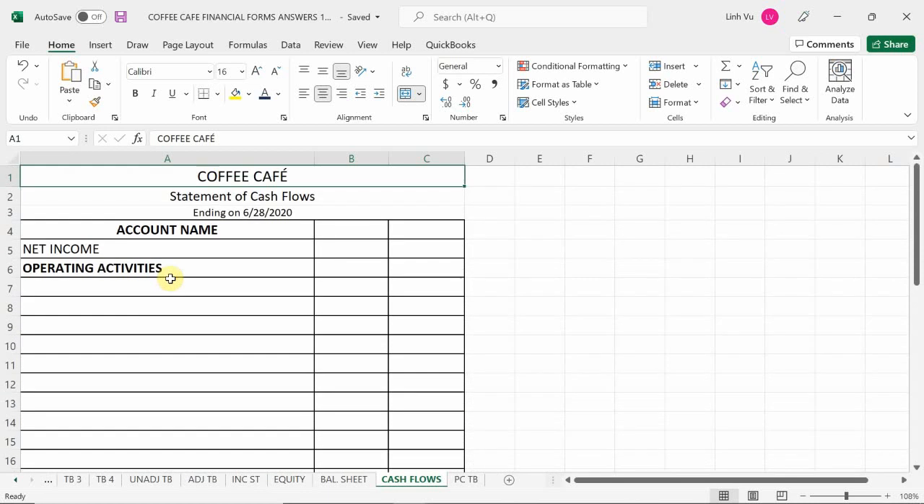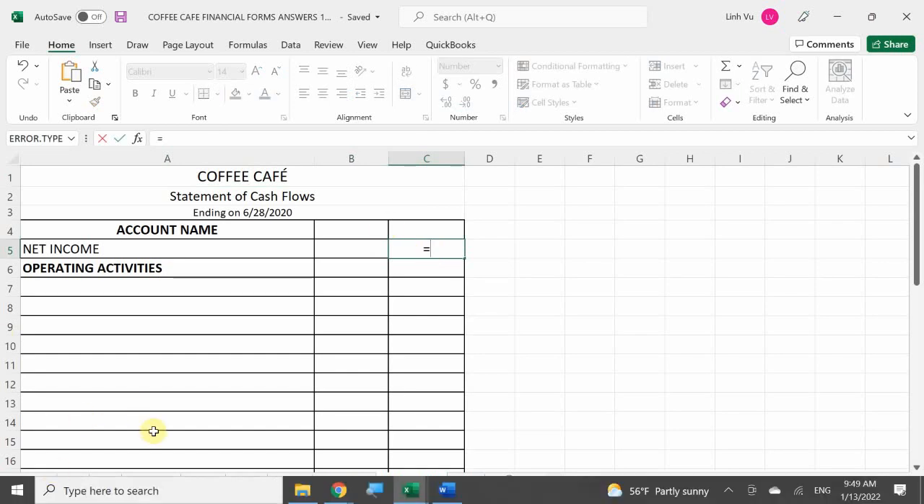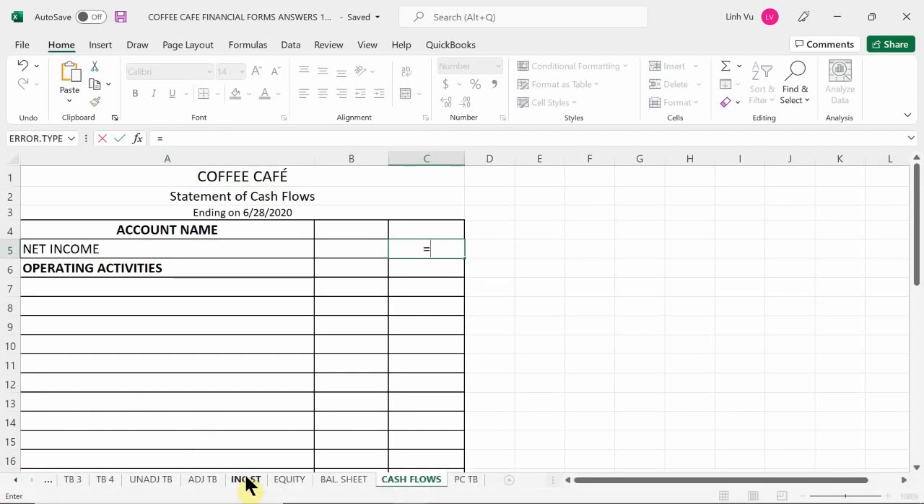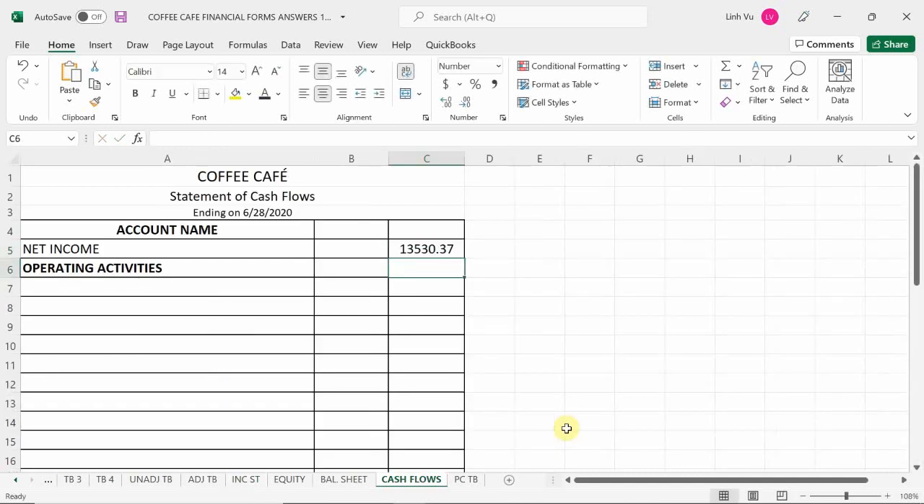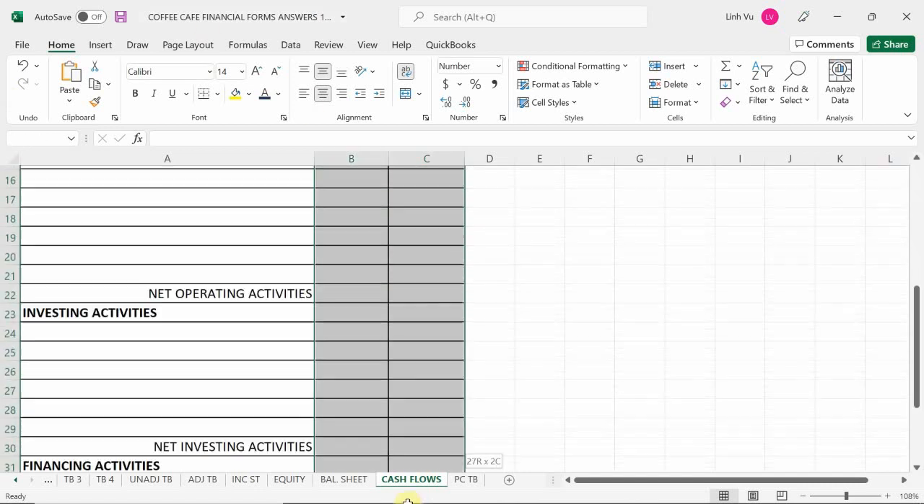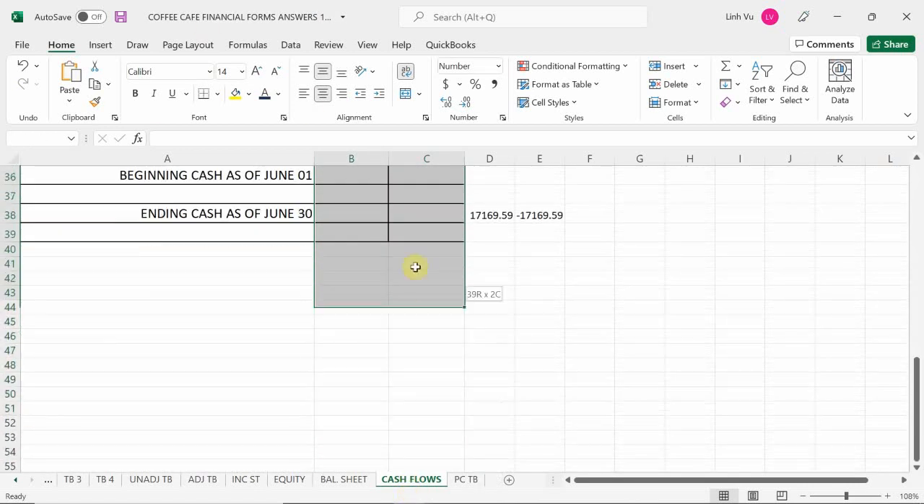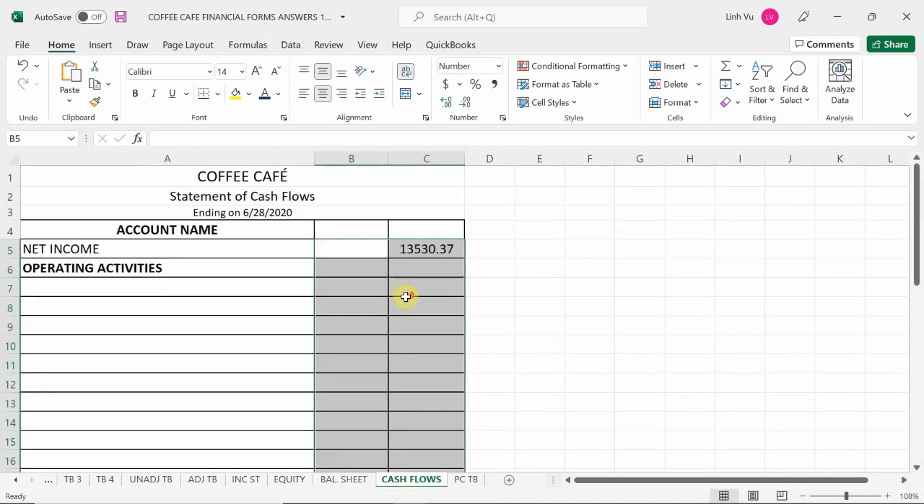Okay, so how does this worksheet start? It starts off with your net income, which we know because that comes from our income statement, right? So that's the part from the income statement that we need to use: we had a net profit of $13,530.37.